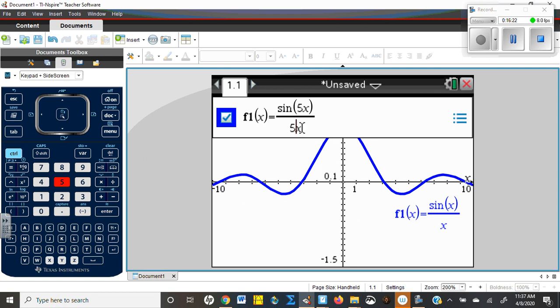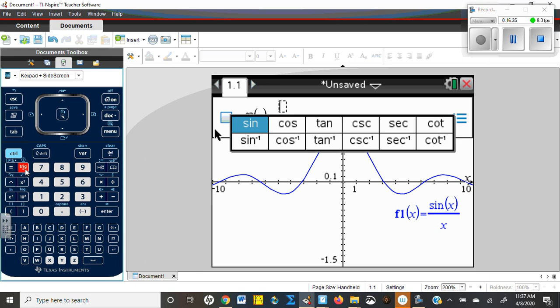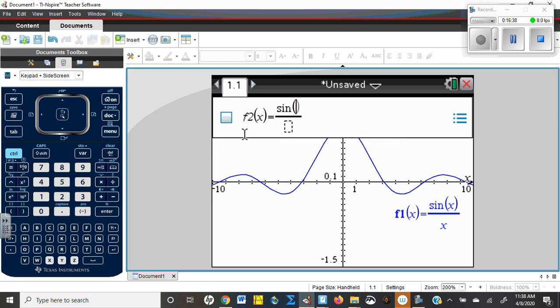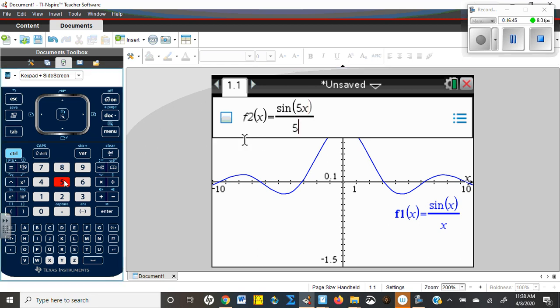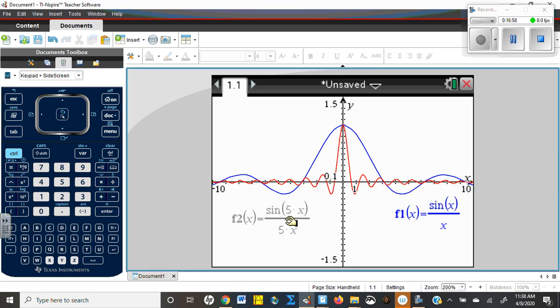In fact, maybe we'll leave this one alone, and we'll put a new one in that is sine of 5x over 5x. So you'll see that the function is decreasing more quickly as we go out, but what is happening as we approach 0? That's the big question. And what you'll see is, look at that, it is approaching 1 still. So as long as you have sine of kx over kx, you're still going to get 1.